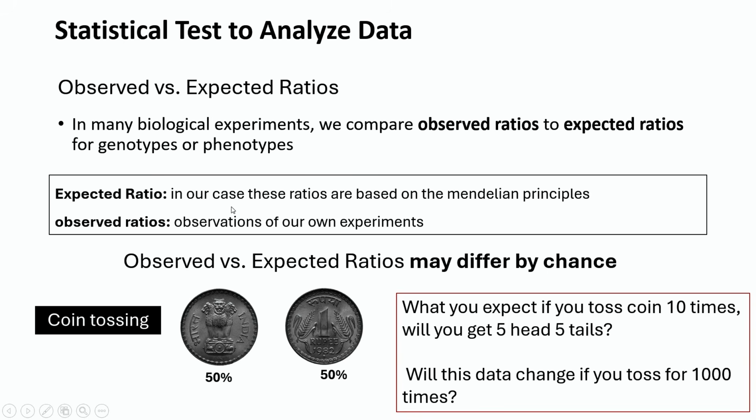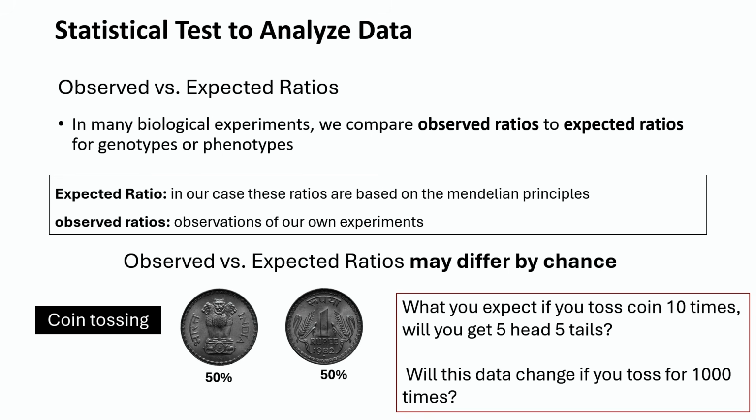So expected ratios, in our case, are based on the Mendelian principle, because we are trying to test what? Mendel's hypothesis. And observed ratios are our own data. So observed versus expected may be the same or they may also differ. Let's look at one very neat example, the coin toss that we took in the previous class.